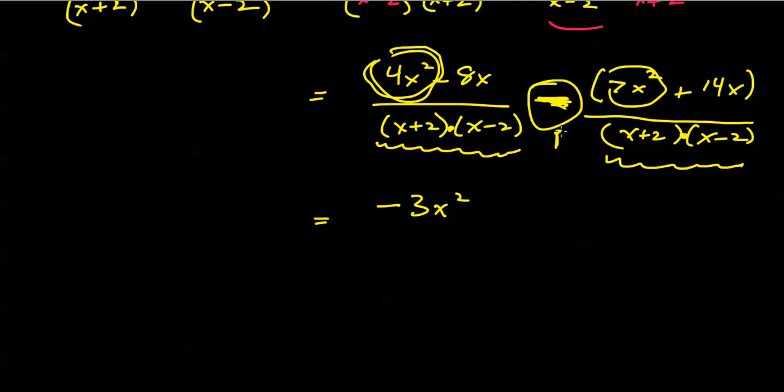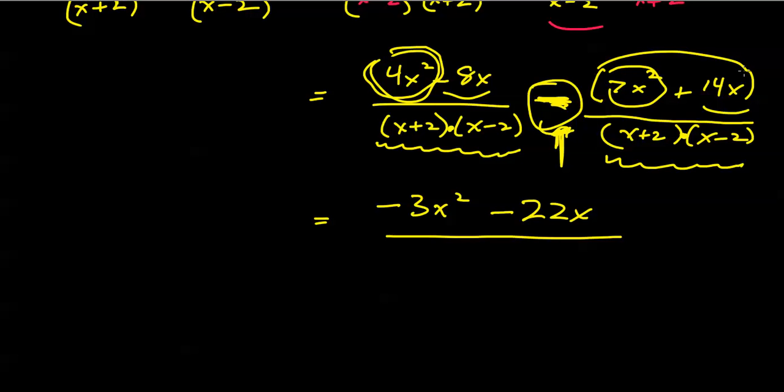Be careful of this negative sign here. And minus 8x minus 14x, that'll give me a negative 22x. You've got to carry that negative sign through each term of this second polynomial, the second numerator. So I'll get a numerator of minus 3x squared minus 22x, and of course a common denominator of x plus 2 times x minus 2.